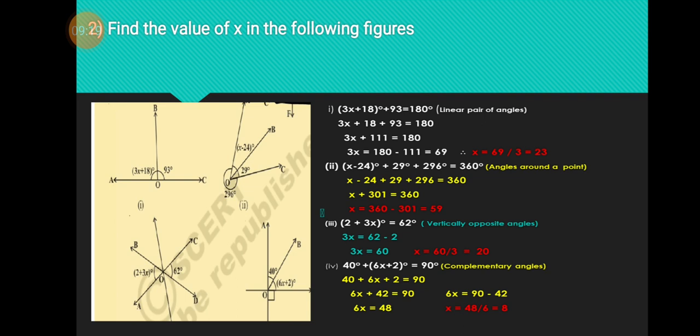So 2 plus 3x is equal to 62. They are equal since they are vertically opposite angles. Again, simplification. 3x is equal to 62 minus 2. 3x is equal to 60. X is equal to 60 by 3 and thus x is equal to 20. Here in every sum, you have to find the value of x.